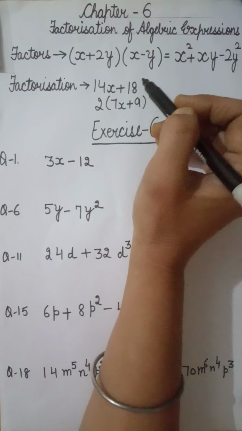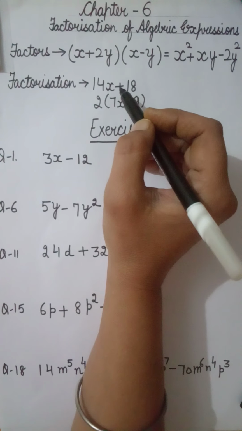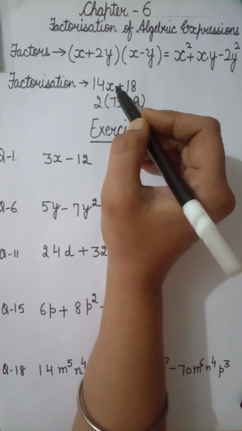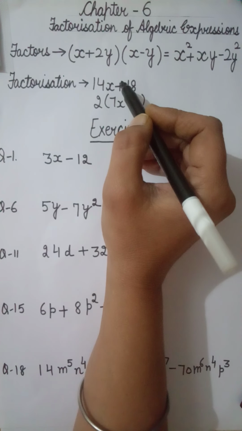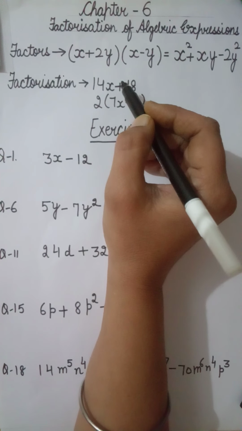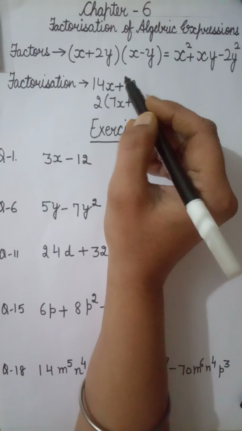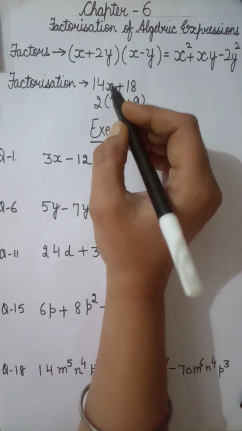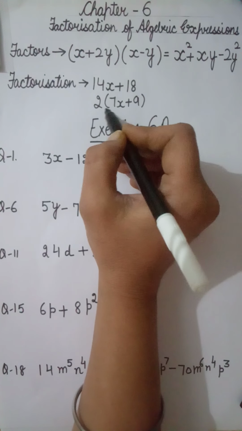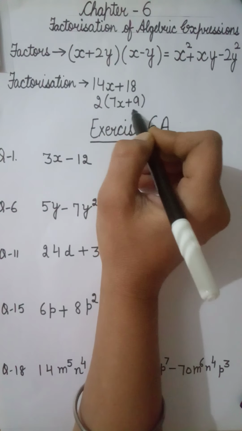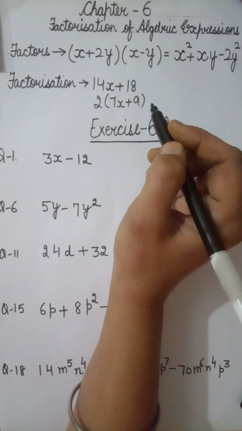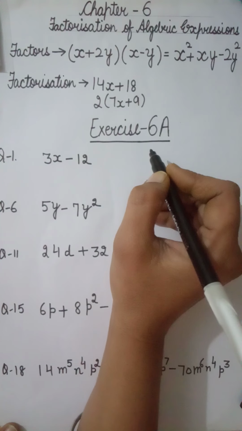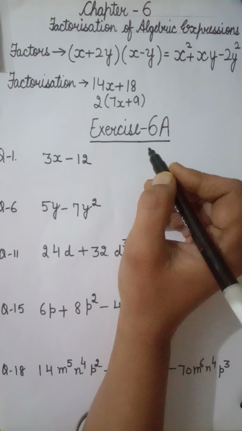Now factorization. Factorization means the process of writing an algebraic expression as a product of its factors. For example, factorizing 14x plus 18 means writing it in the form 2 into 7x plus 9. Now we are going to start exercise 6a, question number 1.